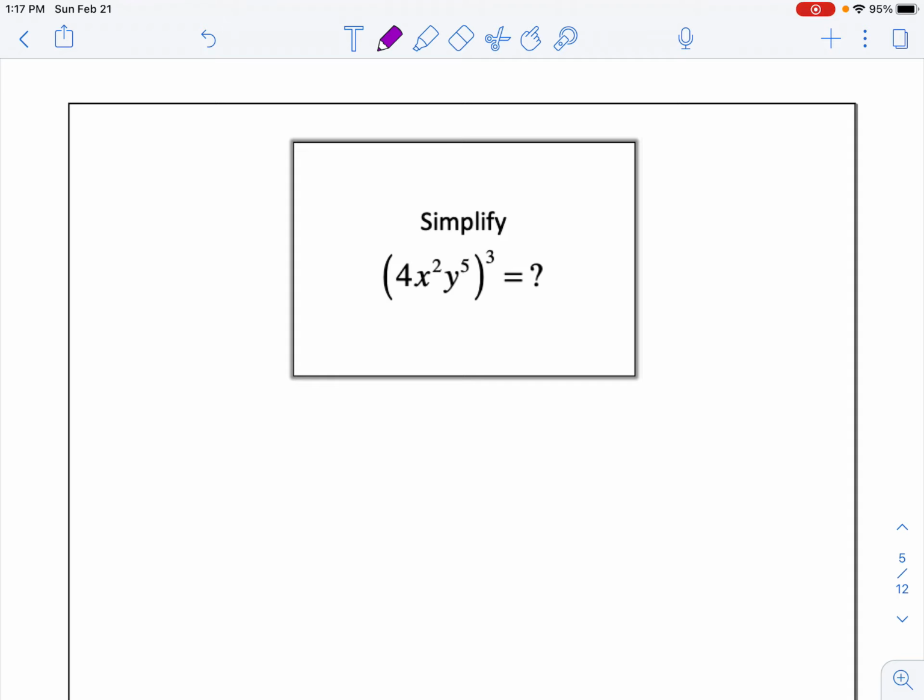Okay, the next question right here. We are raising this entire parenthesis to the 3rd power. So again, since these are all just multiplied together, we have to raise each of those multiplication factors to the 3rd power. So this becomes 4 raised to the 3rd power times x to the 2nd raised to the 3rd power. And now we're going to multiply those exponents together to get x to the 6th. And then y to the 5th raised to the 3rd power.